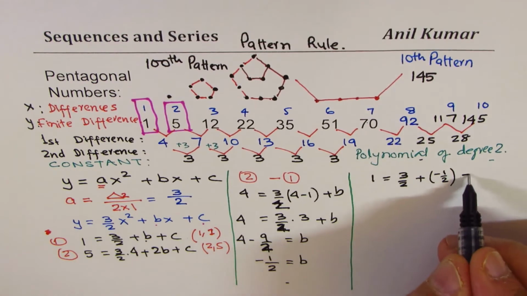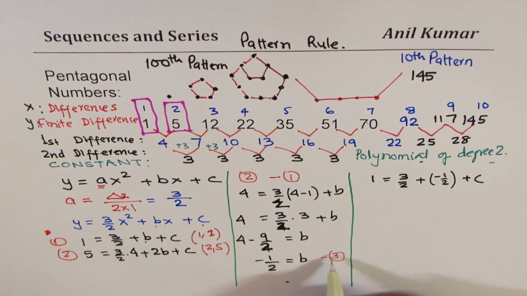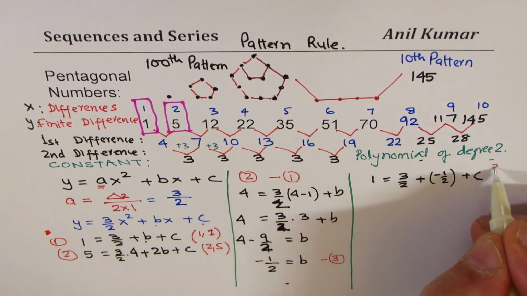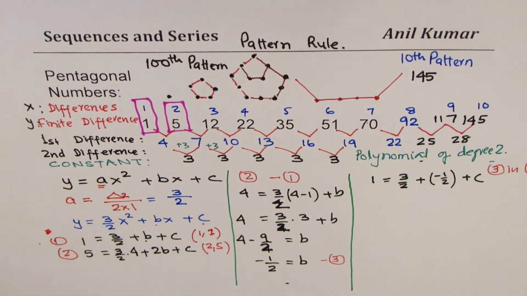And then we have plus c, right? So I'm substituting the value of b. Let me call this equation number 3. So we are substituting 3 in equation number 1. Is it okay? So from here you can calculate the value of c.